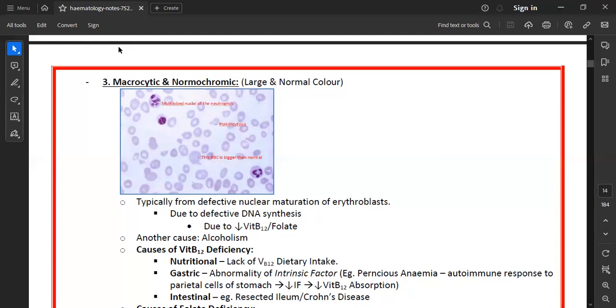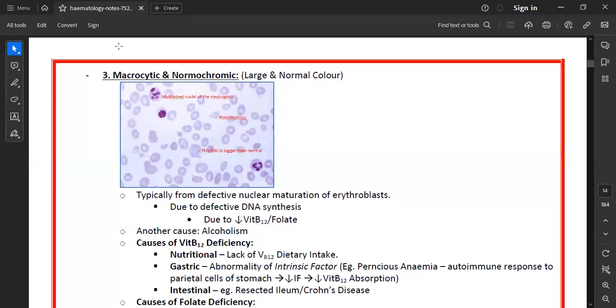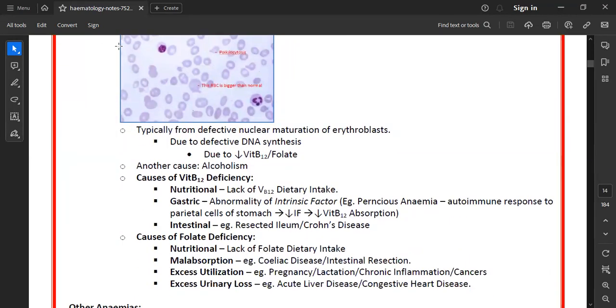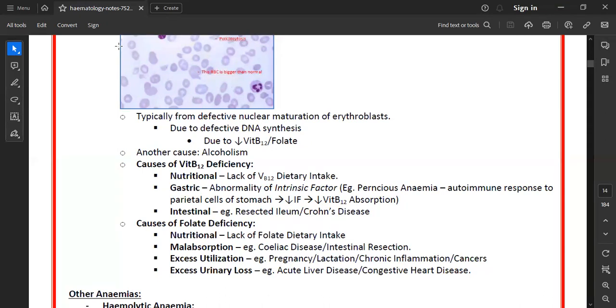Okay. Causes of folate deficiency, of course, same thing, nutritional. Folate, on the other hand, you see how B12 was mainly from animal products, folate is from plant products such as greens, but cooking some of these has a tendency of being a bit destructive to the folic acid. But the major sources of folic acid are veggies and these greens. So malabsorption, of course, just like in vitamin B12, and excess utilization.